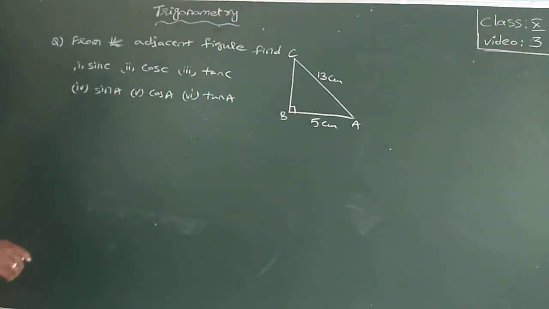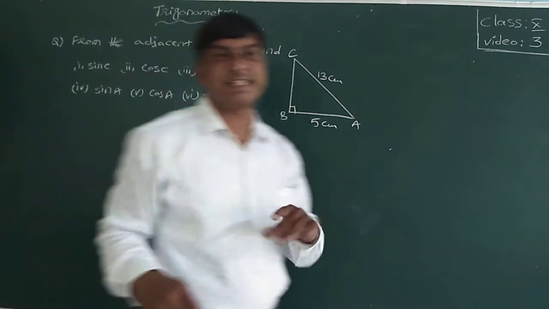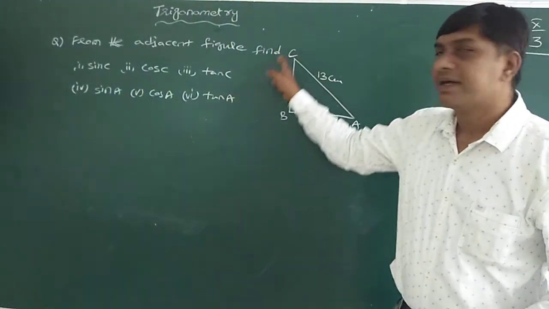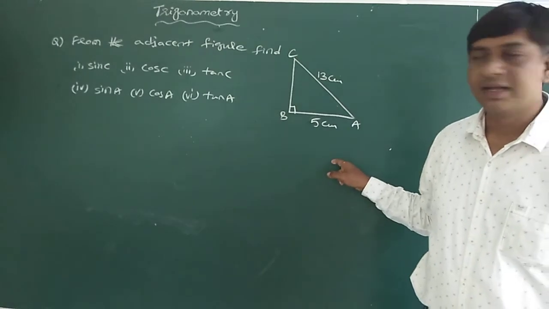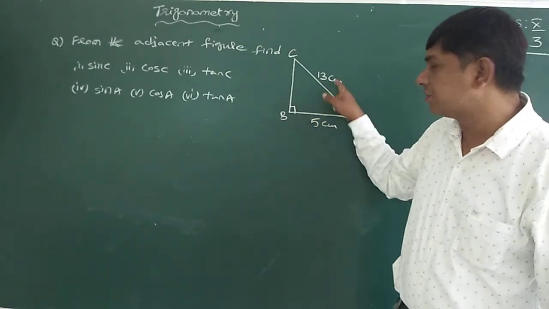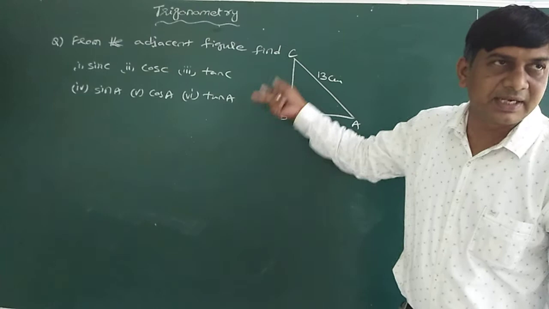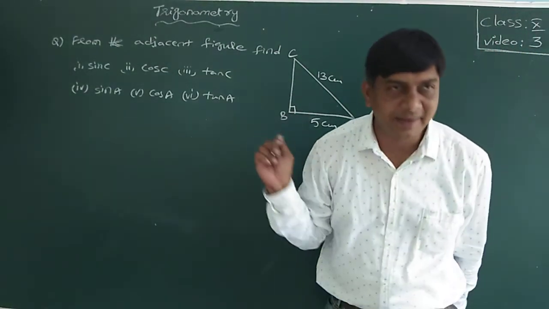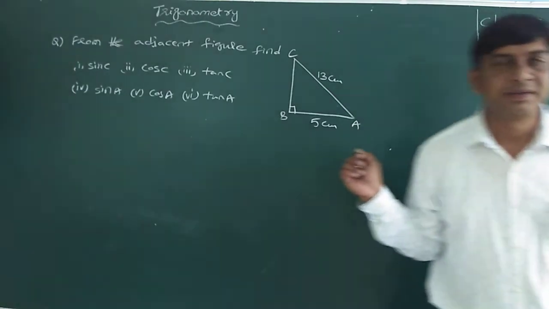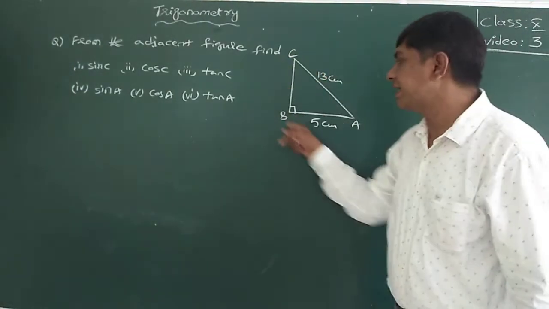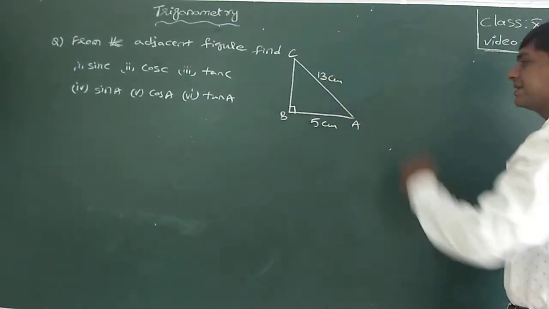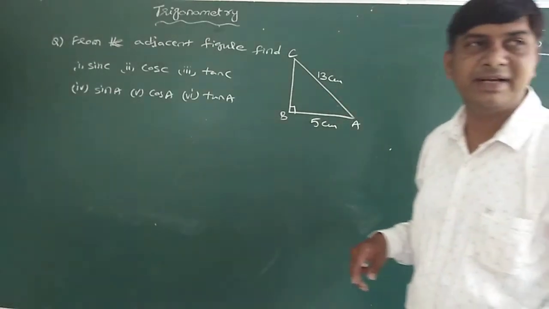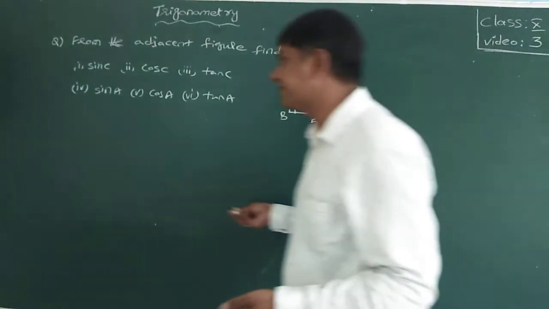Okay, since it is a right angle triangle, two side lengths are given. The third length can be found with the help of Pythagoras theorem, can we find or not? Since it is a right angle triangle and two sides' measures are given, the third side's measure can be found with the help of Pythagoras theorem.